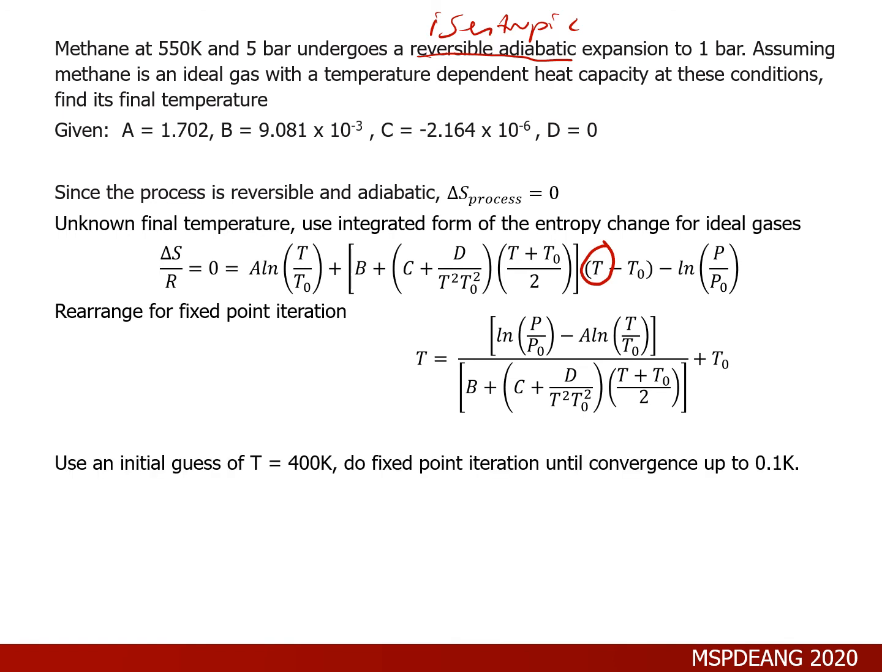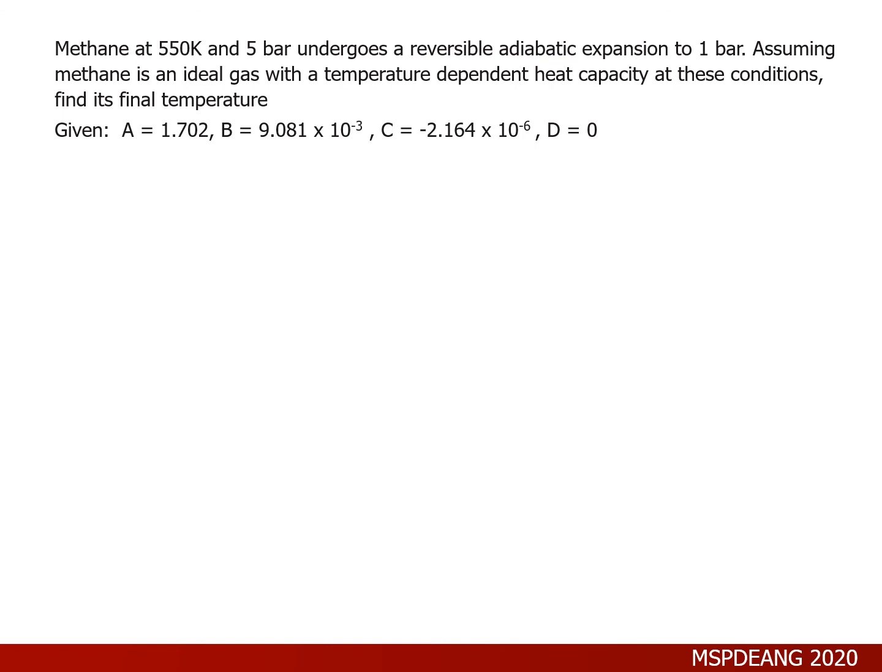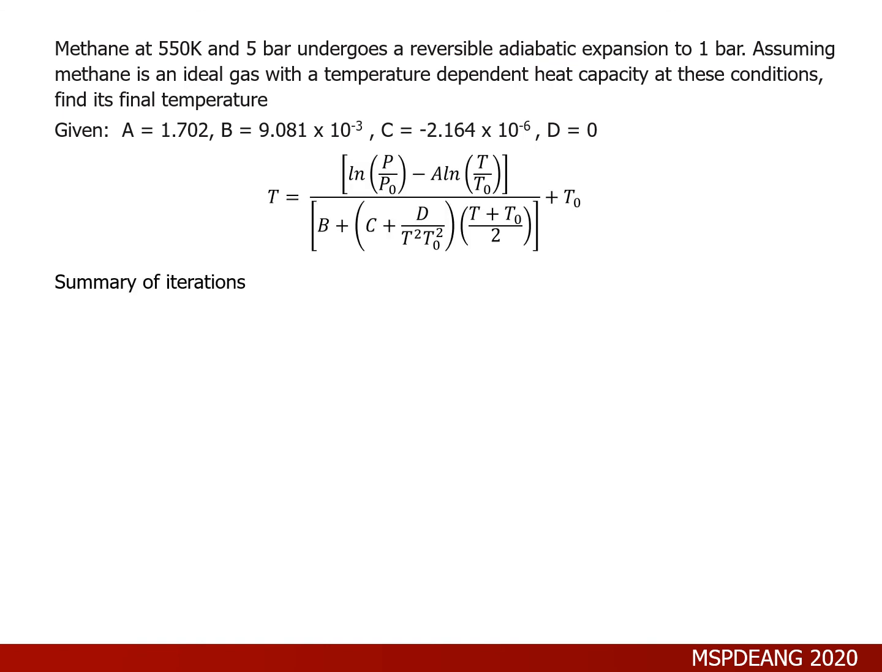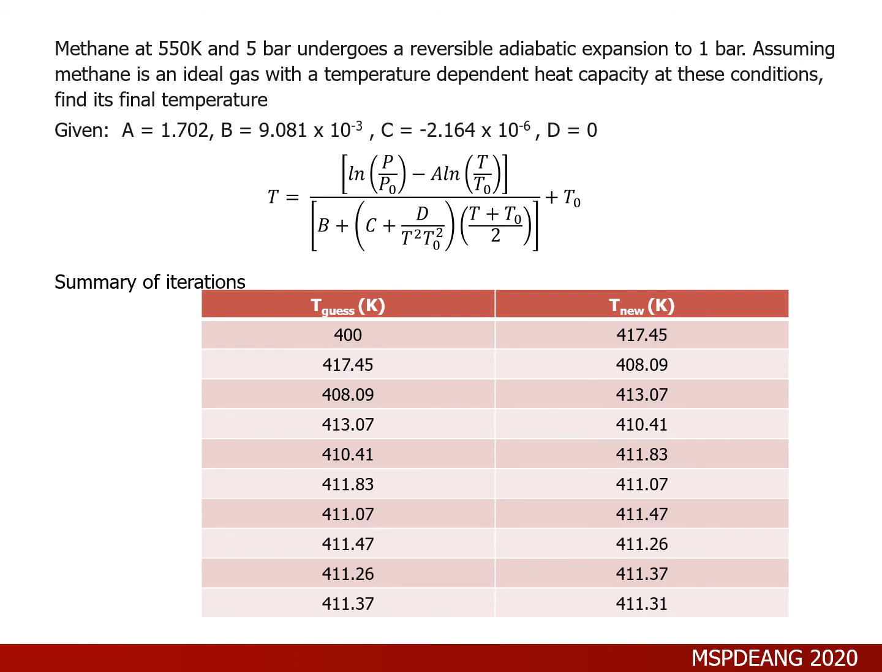And using an arbitrary guess of 400 Kelvin, okay, do fixed point iteration until convergence up to 0.1 Kelvin na absolute difference lang. Okay, so again, recall the steps in fixed point iteration. Yung 400, plug in muna dito sa right hand side. You'll get a new value of T. And then, you will compare the two values. If hindi pa sila pasok sa tolerance, plug ulit dito sa right-hand side until you have your convergence. Okay, using 400 Kelvin as your initial guess, you will now get a summary of iterations as shown below.